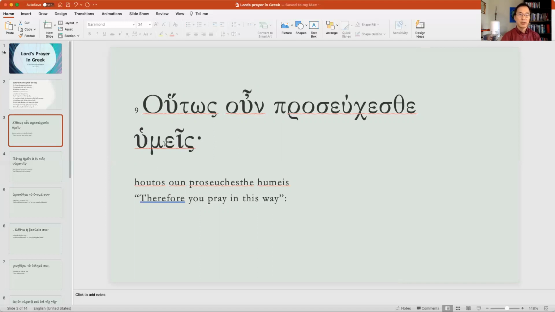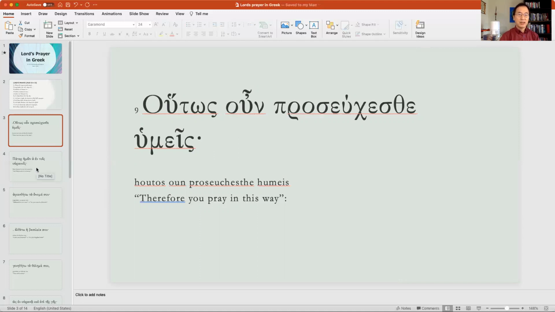So all together, repeat after me. Houtōs prosukhesthe hēmeis. One more time. Houtōs prosukhesthe hēmeis. This means, therefore, you pray like this or in this way. Once again, Houtōs prosukhesthe hēmeis. Jesus says, you pray like this.